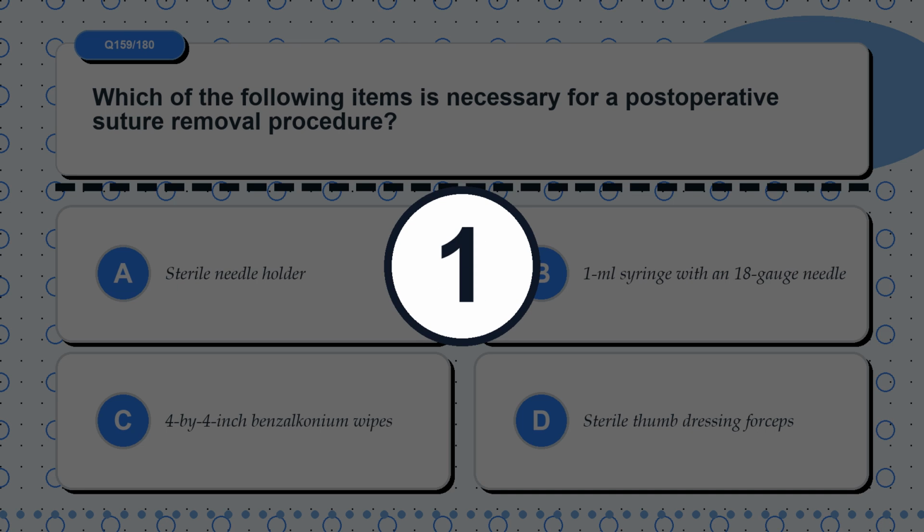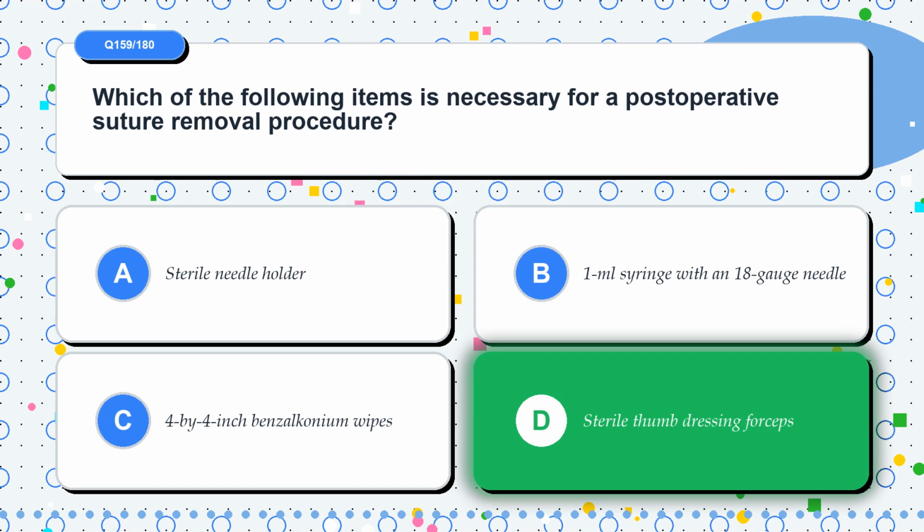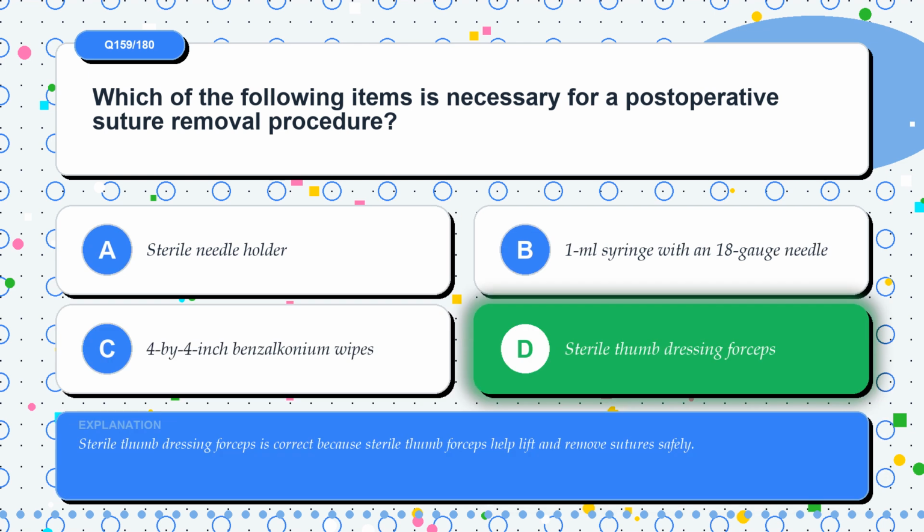The correct answer is option D. Sterile thumb dressing forceps. Sterile thumb dressing forceps is correct because sterile thumb forceps help lift and remove sutures safely.